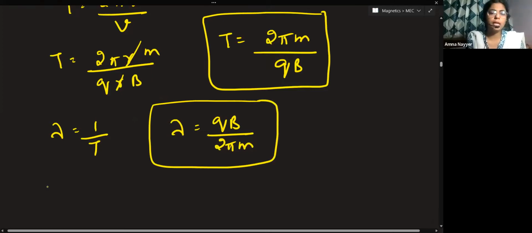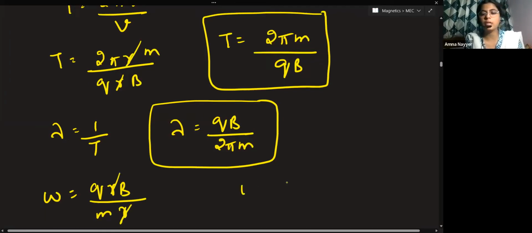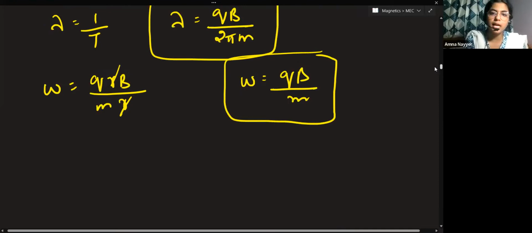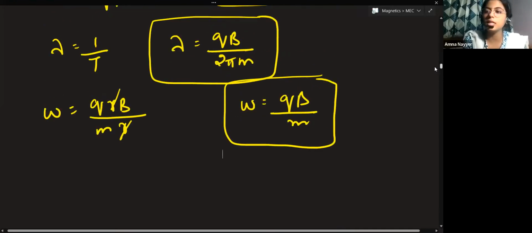One more thing, omega. Velocity was what? Velocity was QRB divided by m. And omega is V divided by R. So R gets cancelled. Omega will be equal to QB divided by m. This is the formula for angular velocity. This is angular velocity, that is frequency.